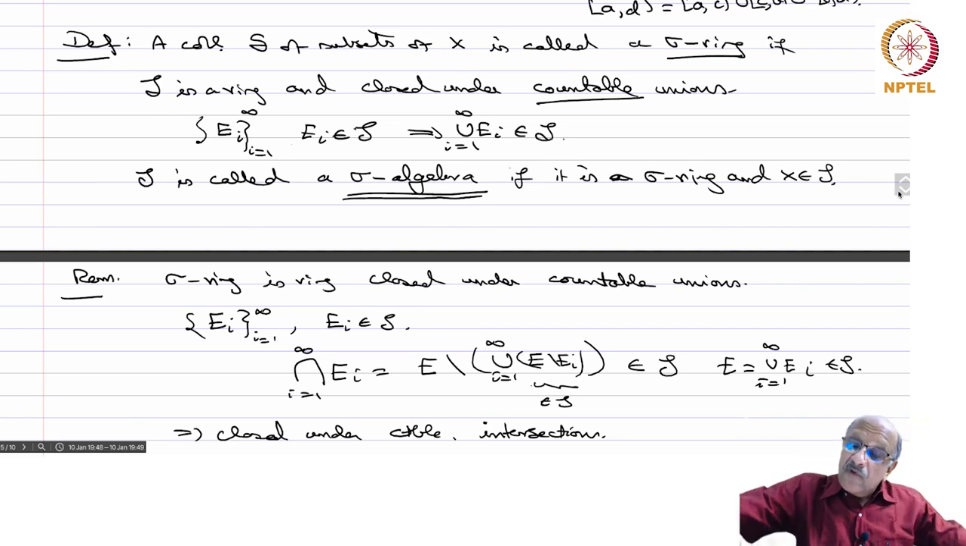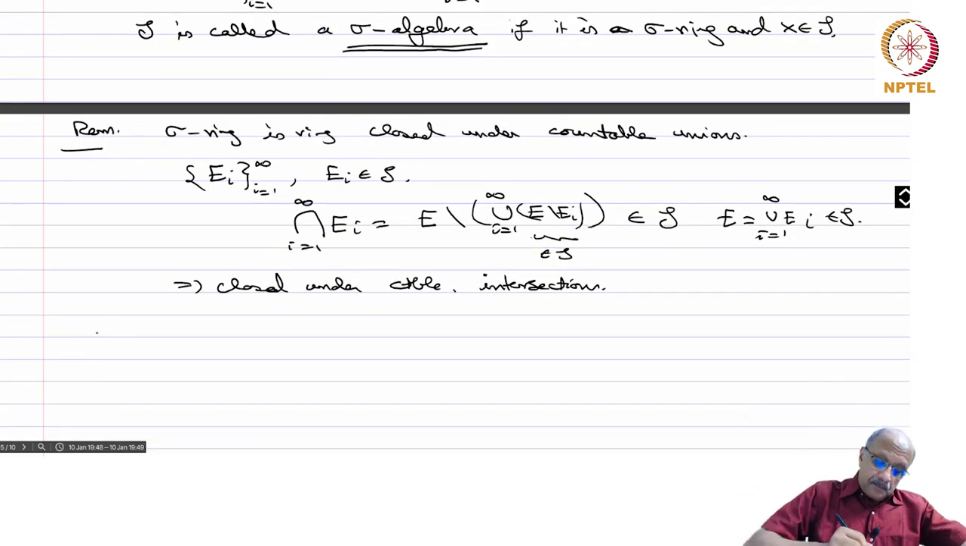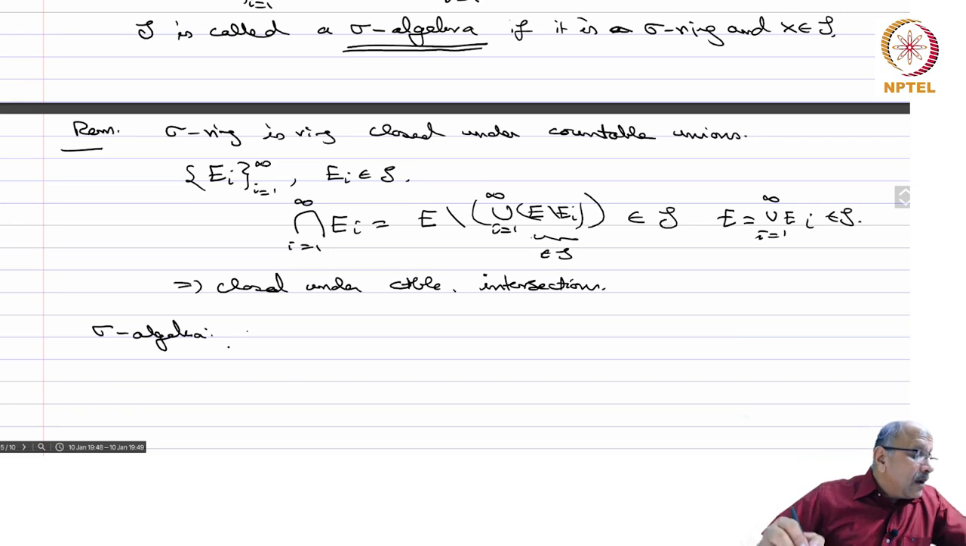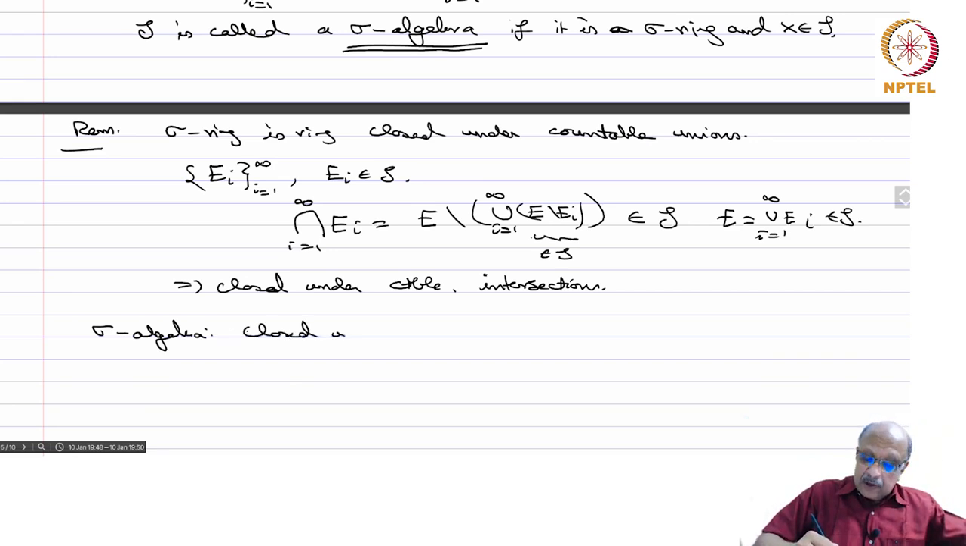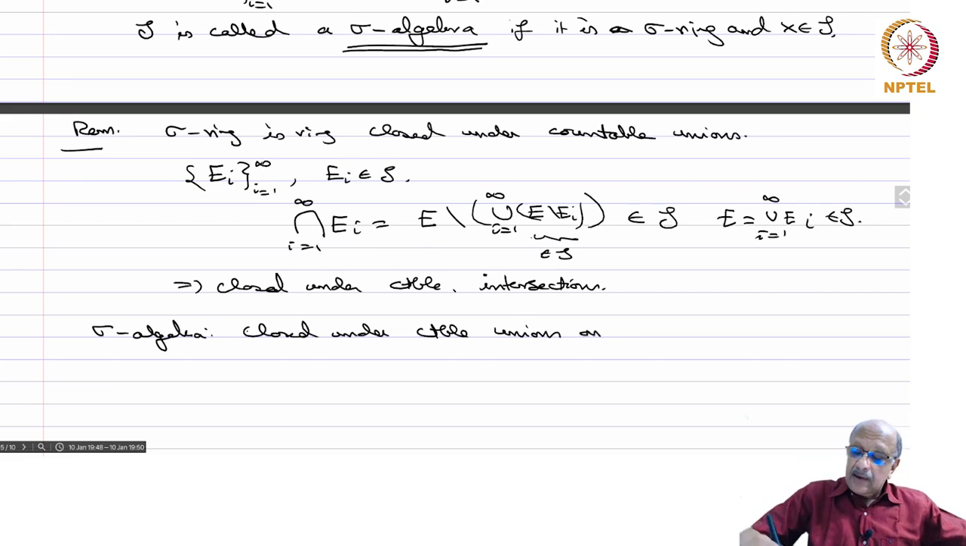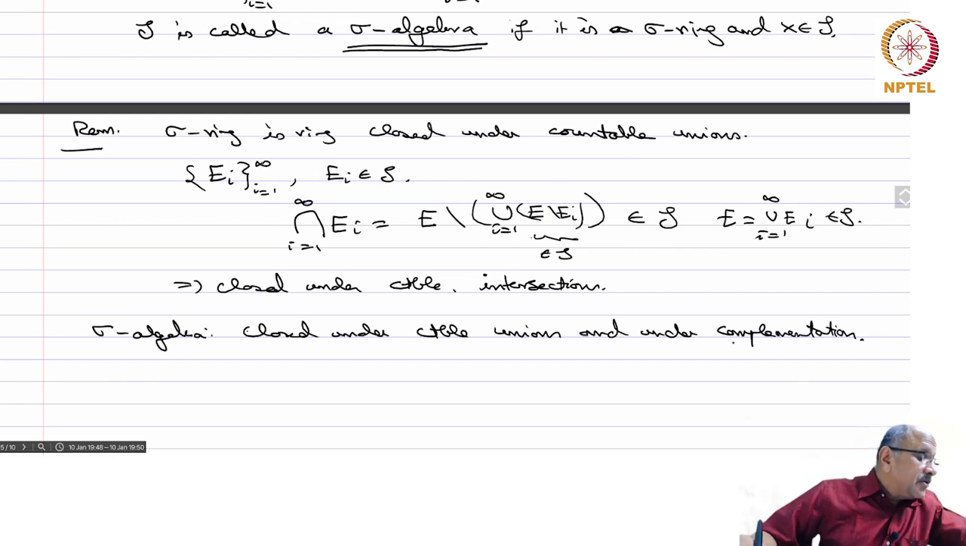In the same way, a sigma algebra, you can define it this way, will be closed under countable unions and under complementation. So this will give you a sigma algebra.